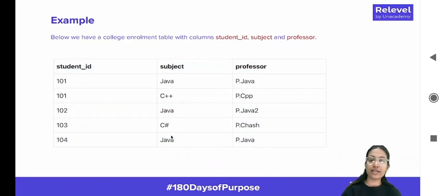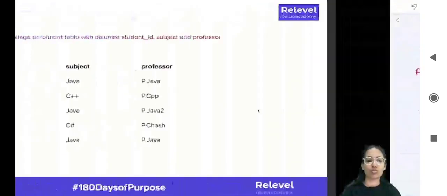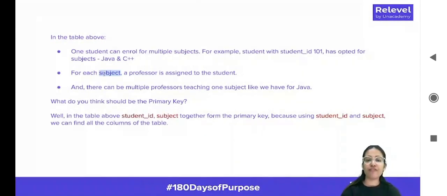For a subject, there can be multiple teachers. Here, 102 also opted for Java, but it is being taught by a different professor, which is P.Java 2. And for a subject, a professor is assigned to the student. Remember, there can be multiple professors teaching one subject, like we have for Java. It's not one subject, one teacher. For one subject, there can be multiple teachers teaching it, and one of those teachers is assigned to the student who opts for that subject.